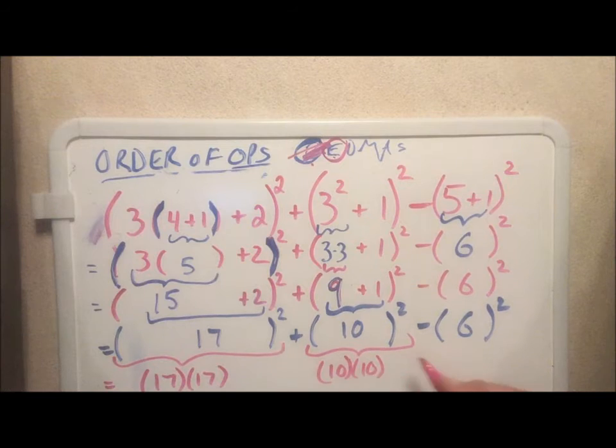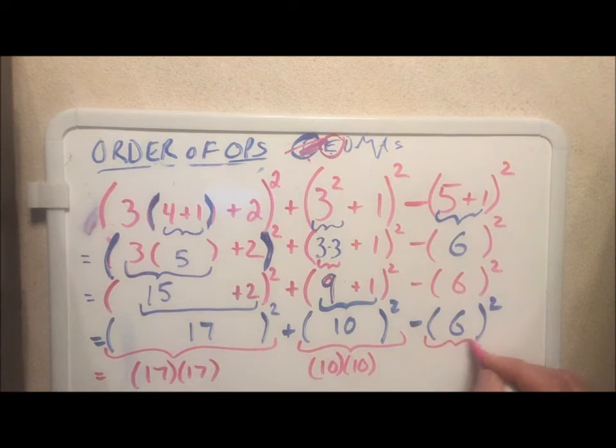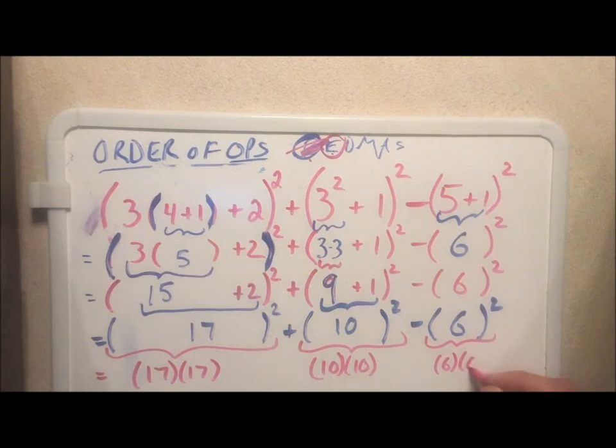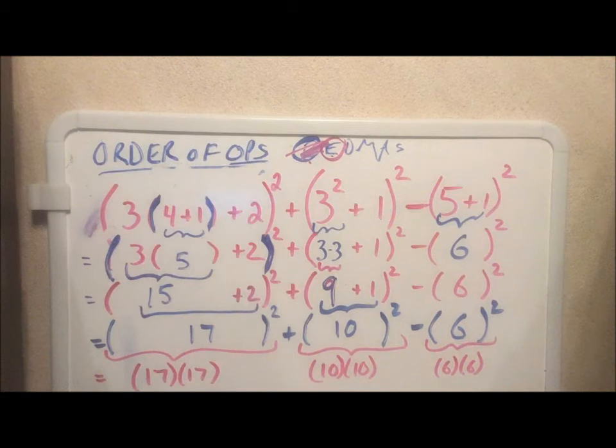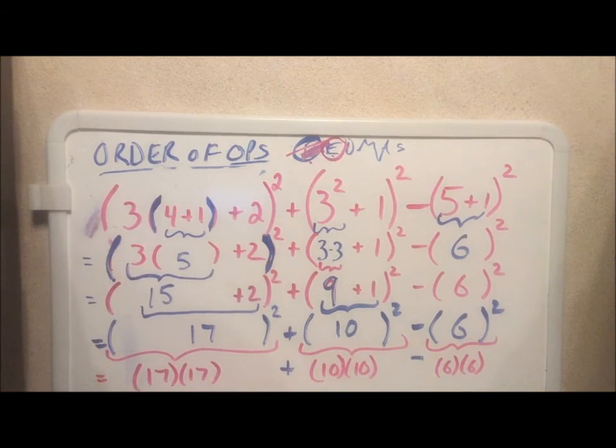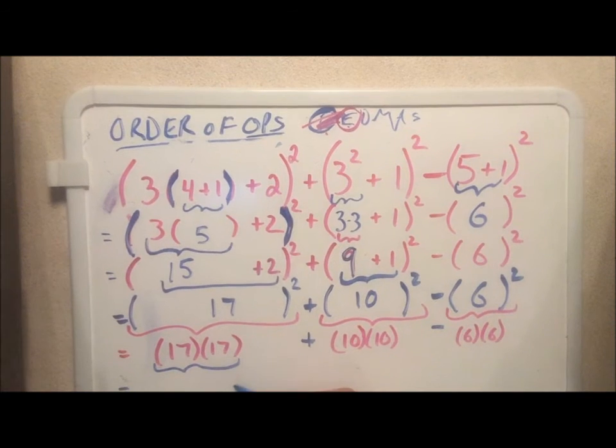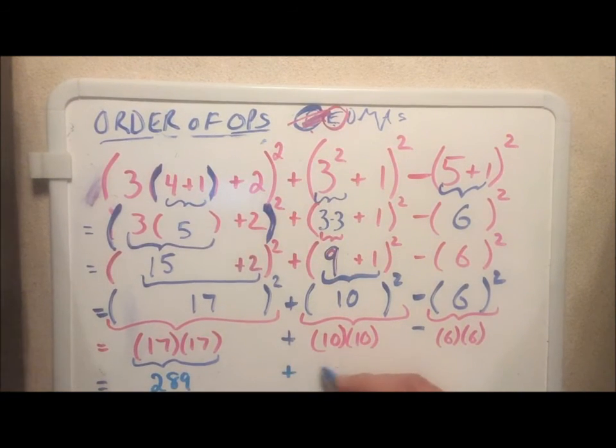And that means multiplication, by the way. That 6 is replicated 2 times because that's a little 2 there. We just bring down our signs right from above, and then we just solve those things. So 17 times 17 is 289. 10 times 10 is 100. 6 times 6 is 36.